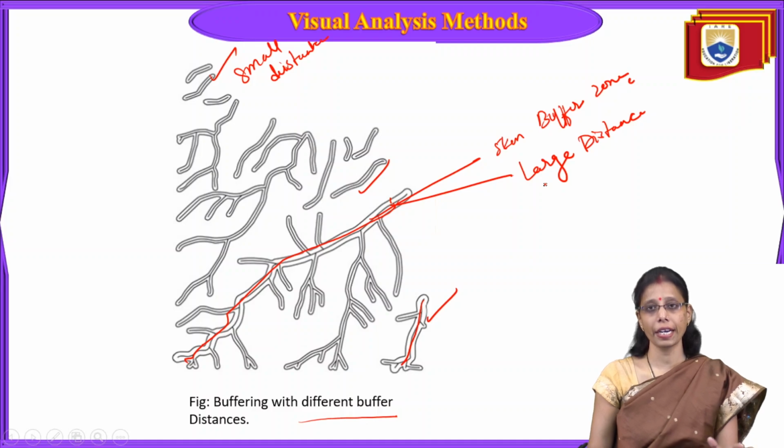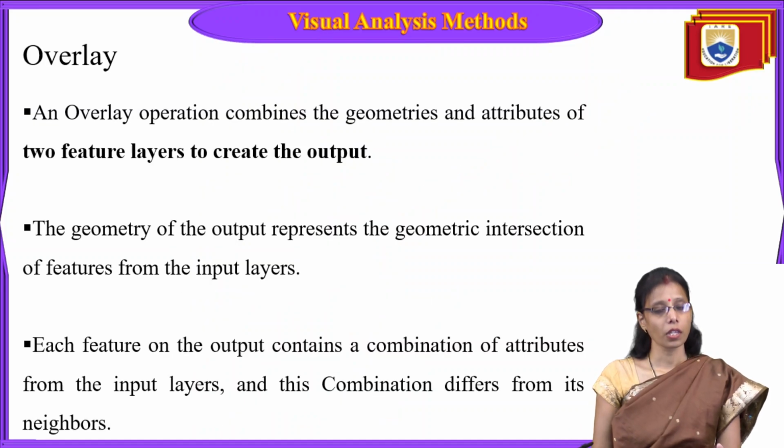So buffer is just creating a zone around the feature. Either it is a point feature, line feature, or polygon feature, depending on the requirement. If you want a large distance buffer, we can create. If you want a small distance buffer, we can create. Okay, next comes overlay.